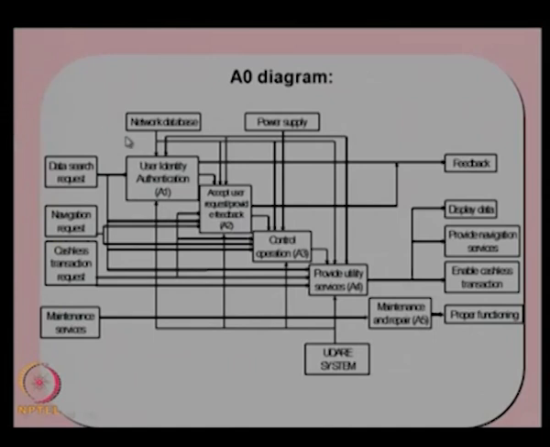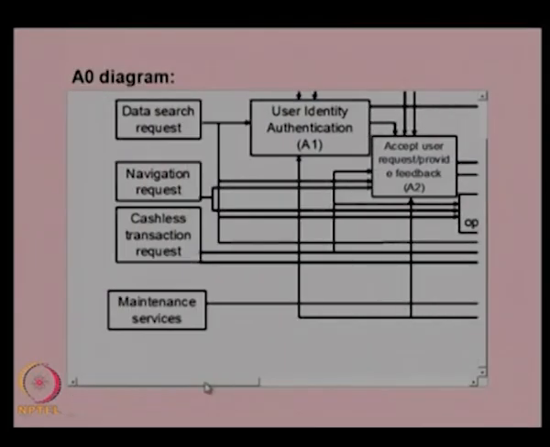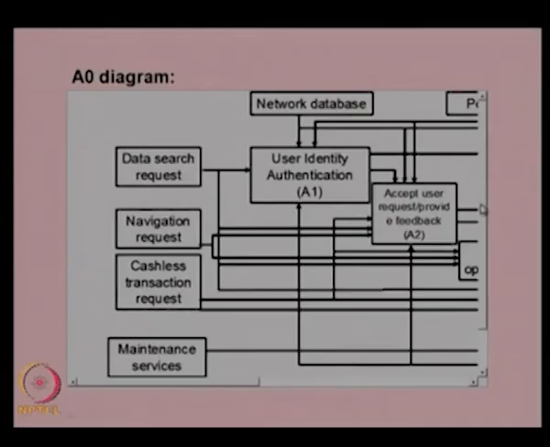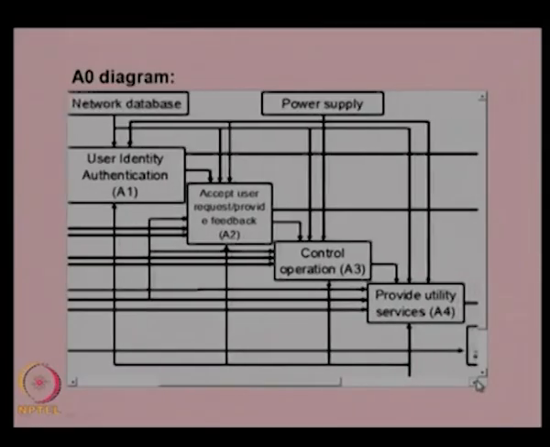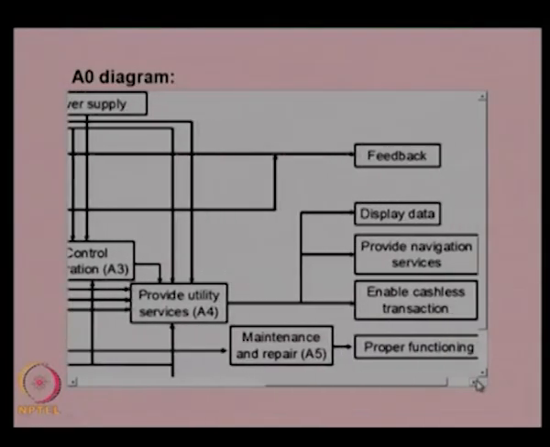So, this is the first level of decomposition, known as the A0 diagram. Now, if you decompose one of these functions into its sub functions, we will get the A1 diagram. This is the detailed explanation for the previous diagram. As you can see here, this is the user authentication A1, this is the A2 function, this is the A3 function, this is the A4 function and then the A5 function, and all the outputs from these blocks are shown here, like provide utility services. So, the various utilities like data display, navigation services, cashless transaction, all those outputs will be provided by this particular function.